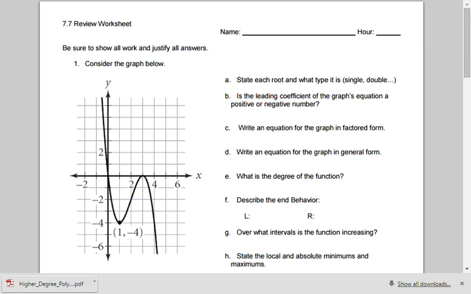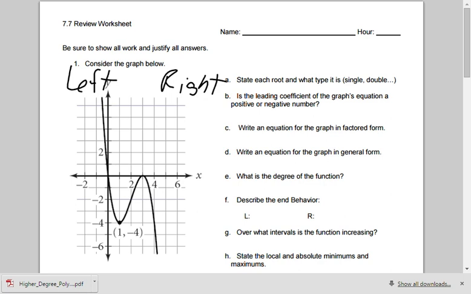So let's look at this graph. What's the left end of this graph versus the right? And all you'd say is the left end is up or down, and the right end is up or down. So, really easy. What's the left end? Up. Right end is down.